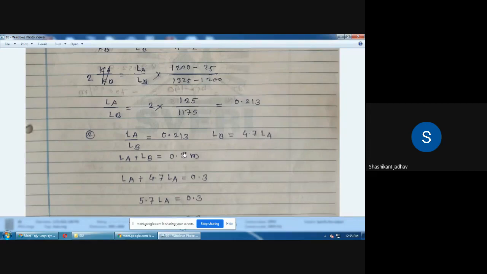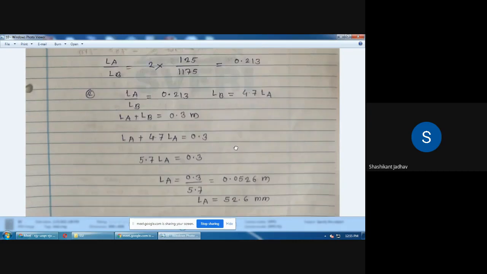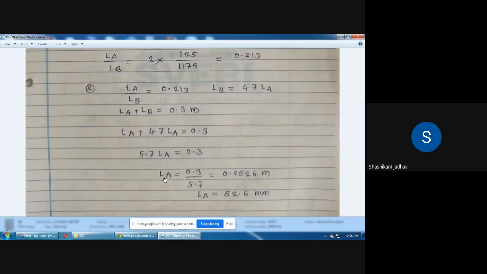So put that value of LB into the equation. LB is equal to 4.7 LA, so instead of LB, we put 4.7 into LA. So what is the equation? LA plus 4.7 LA is equal to 0.3. So 1 plus 4.7 is nothing but 5.7 LA is equal to 0.3. From that we get the value of LA, which is 0.0526 meter, that is 52.6 mm. So the thickness of layer A is 52.6 mm.